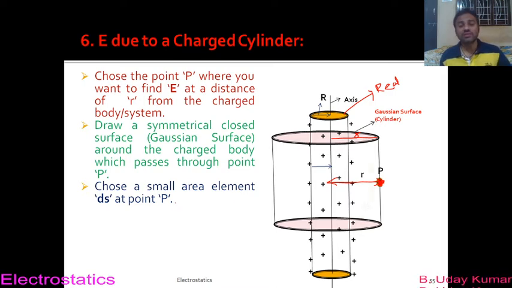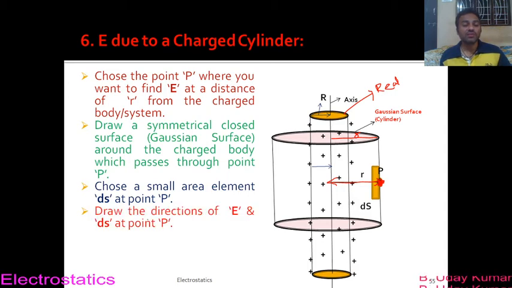So this is the small area element that I am choosing. Can you see this one? This is the small area element ds that I am choosing at point P. And then next, we have to draw the directions of E and ds at point P. Is that clear? So this is our next point. We have to draw the directions of E, the electric field intensity, and ds at point P.